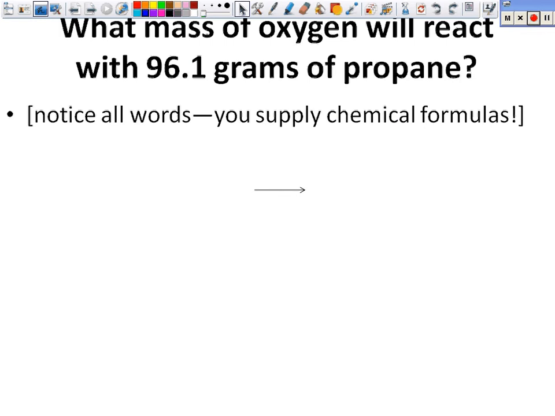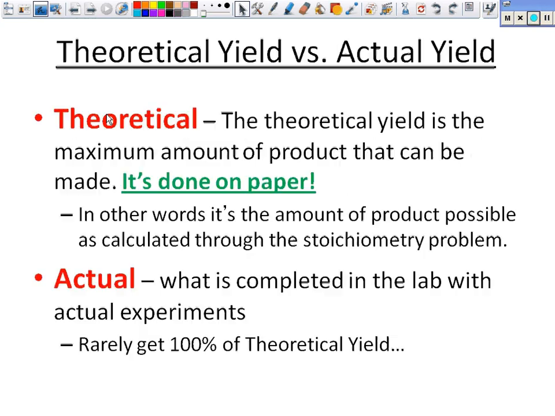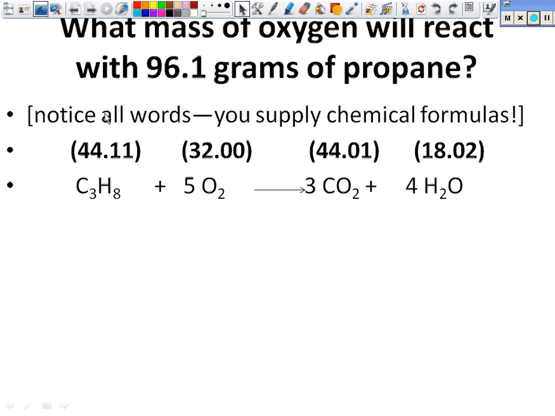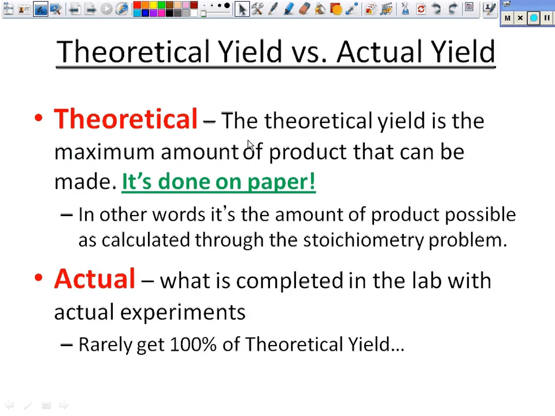I want you to do this one. Is that already filled in for you guys, or is it blank? Wonderful. All that is a gram to gram conversion, right? Okay. Do you really need to do that? That's a 3-step gram to gram. Pretty simple. Okay. Actual versus theoretical.